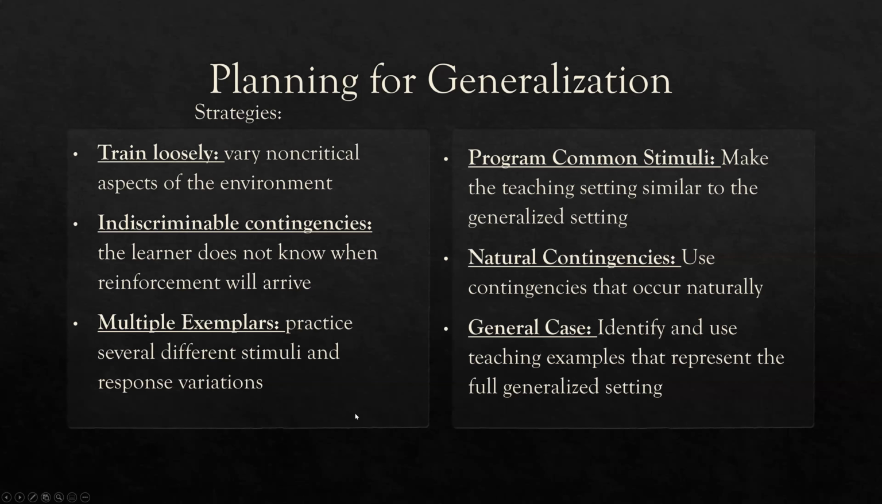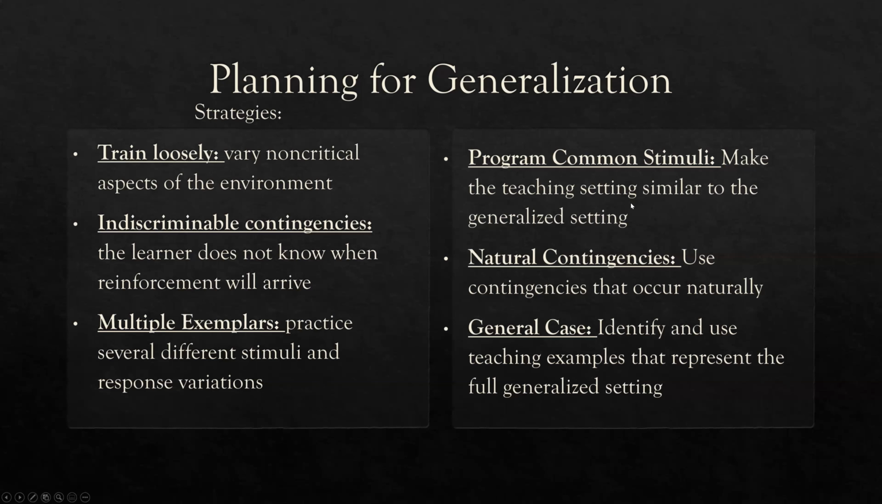Multiple exemplars. Practice several different stimuli and response variations. So what are we training here? Think response generalization, stimulus generalization. If we're practicing several different stimuli, well, we want several different stimuli to evoke a response. If I'm teaching the color blue, I want a blue card, I want a blue bunny, and I want a blue crayon, so all evoke blue. If we're teaching response variations, maybe I want different ways, again, to greet somebody, right? So we're teaching response variations. The generalized setting, the natural setting, is messy, right? We can't just plan for one situation, one response all the time, okay? It's not going to cut it.